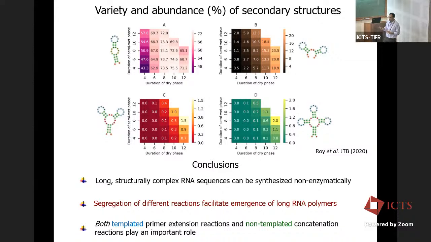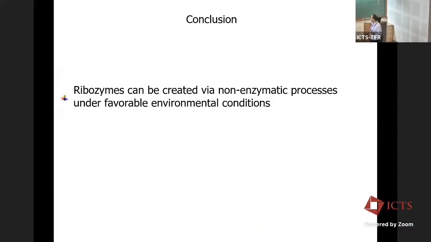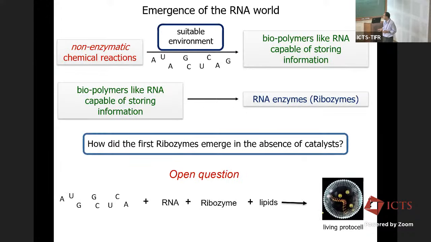Yeah, so there are no 3D structures. So we are making the assumption that a complex secondary structure can act as a proxy for biological function. That seems to be a reasonable assumption to work with. Yeah. So any other questions for this first part before I move to the next? No, okay, good. So the conclusion of the first part is that ribozymes can be created via non-enzymatic processes, provided there are favorable environmental conditions like environmental cycling through these 3 different types of phases that I described.